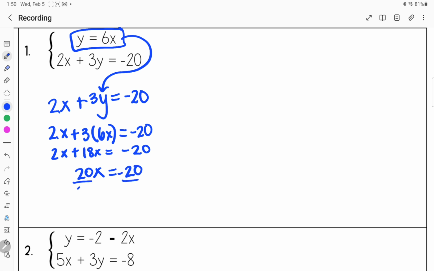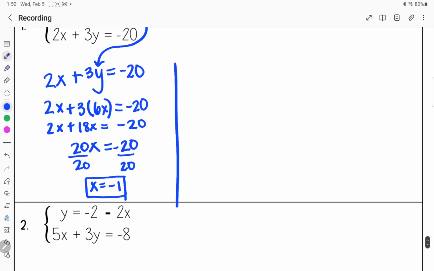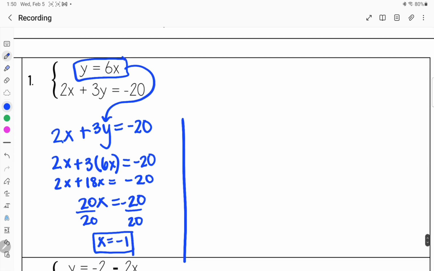My last step is to divide to get x all by itself. x equals negative 1. I now have my x value. I now need to find my y value. So once I found an exact one, now I know exactly what x equals. x equals negative 1. So now I replace. I take one of my equations. I'm going to show you that it doesn't matter which one you do. So if I did this, I'd have y equals 6x. Well, we know that x equals negative 1. So y equals 6 times negative 1, which means y equals negative 6.